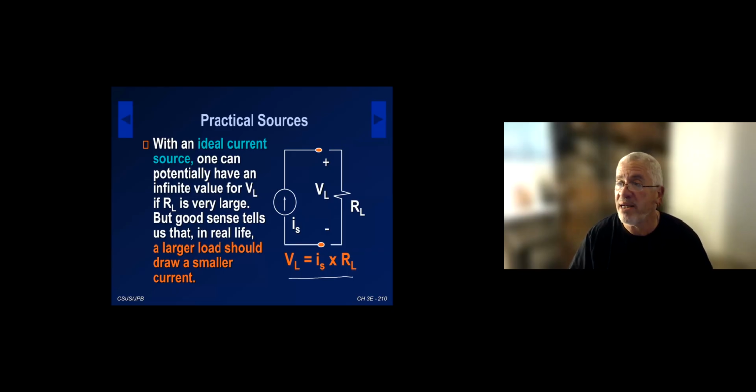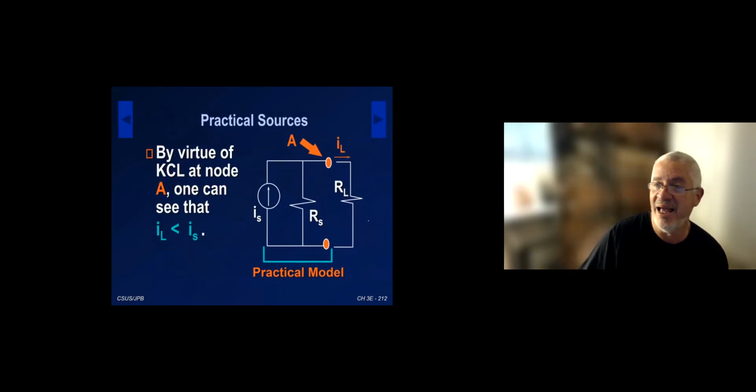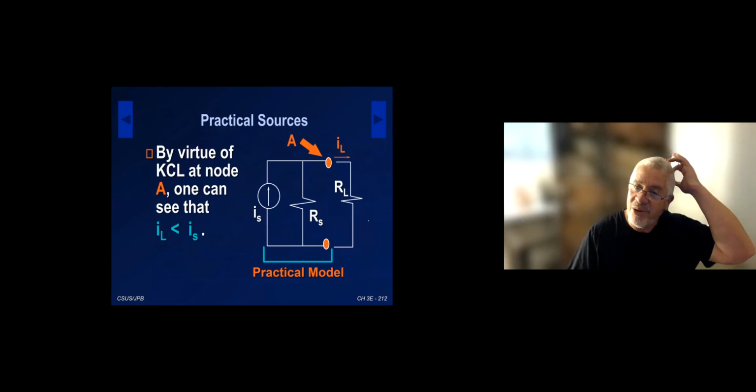So we need a practical model for the current source as well. And the practical model for the current source is an ideal current source, IS, in parallel with the source resistance. Okay, so that's the practical current source model. And if you connect the resistor RL to it, you're going to see that the current you get is slightly less than IS. It depends obviously on the resistor RS. Okay, so that's the current that you would get onto some RL.